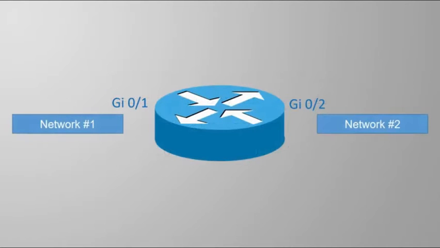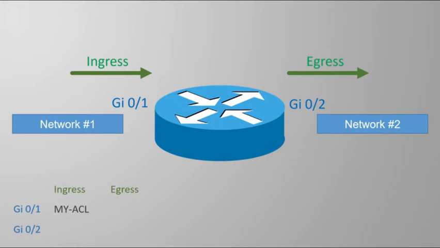When we apply an ACL to an interface, we also have to apply it in a direction. There are two directions, called ingress and egress. Ingress means when traffic is coming into the router. Egress is when traffic is leaving the router. So when we apply an ACL, we apply it to an interface with a direction. Take note though, there can only be one ACL per interface per direction.